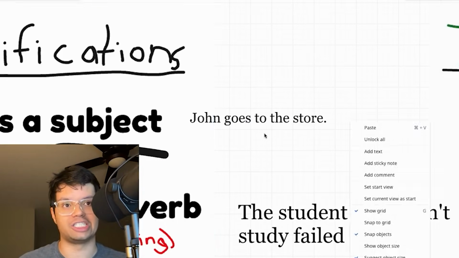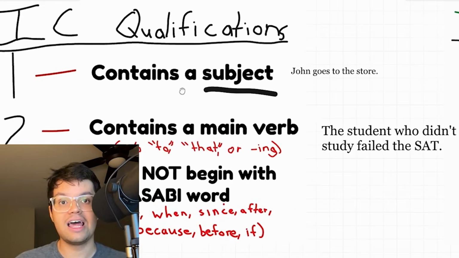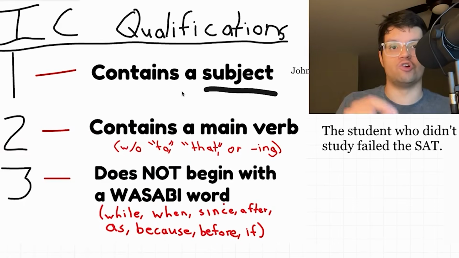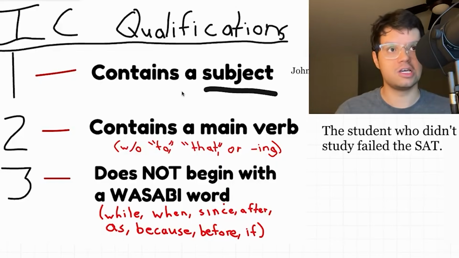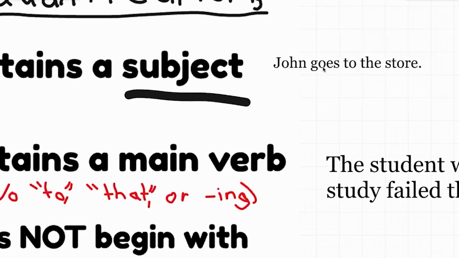It's just the thing doing the action. If it has no subject, you just know automatically it's not an independent clause. Then it has to have a main verb. In a general sense, a main verb is the main action of the sentence. So in this sentence, of course, John goes to the store, the main action is just goes. That's what is happening. That's the verb, etc.